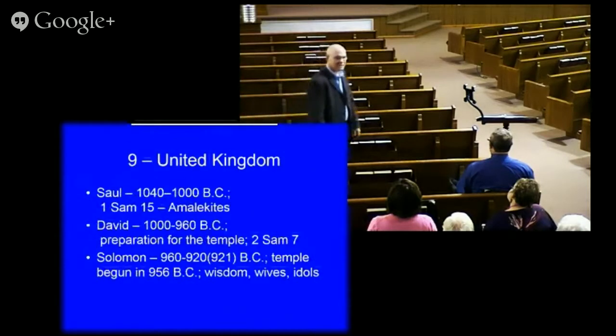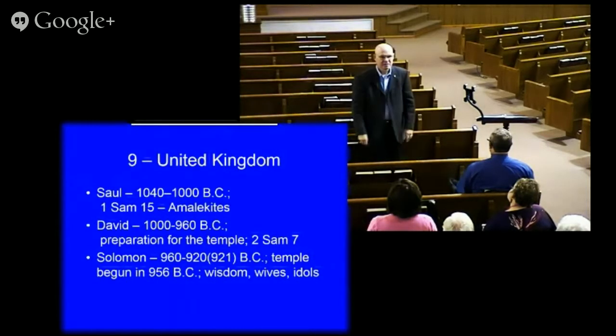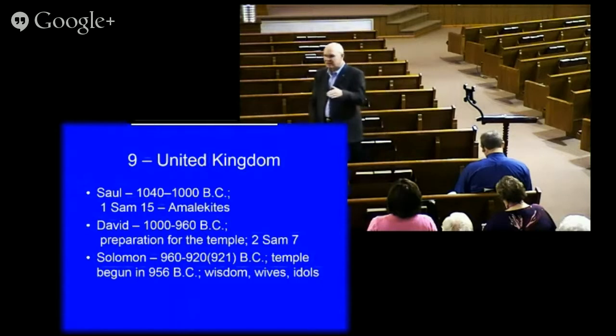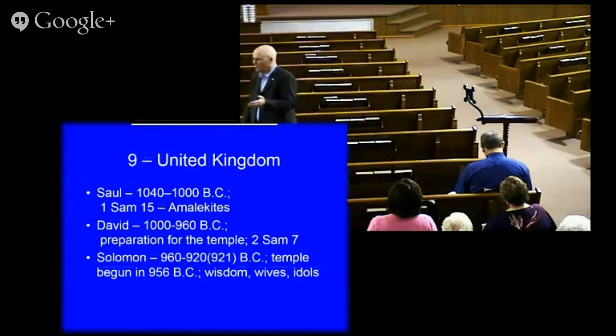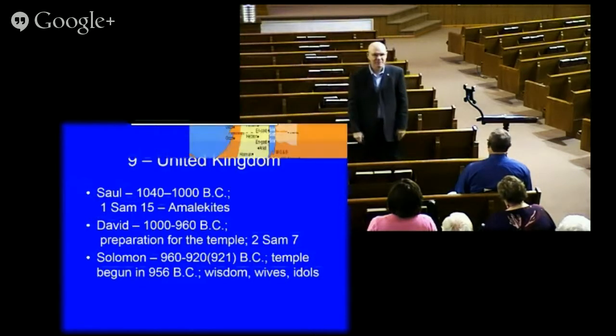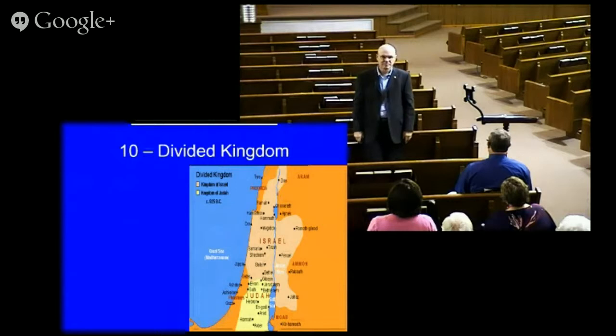All right, United Kingdom, summary there. 1040 to 1000 Saul, 1000 to 960 David, 960 to 920 Solomon. So about 920, 921, we're going to have the kingdom divide. Jeroboam and Rehoboam, that's what we're going into next. But now we have the divided kingdom.